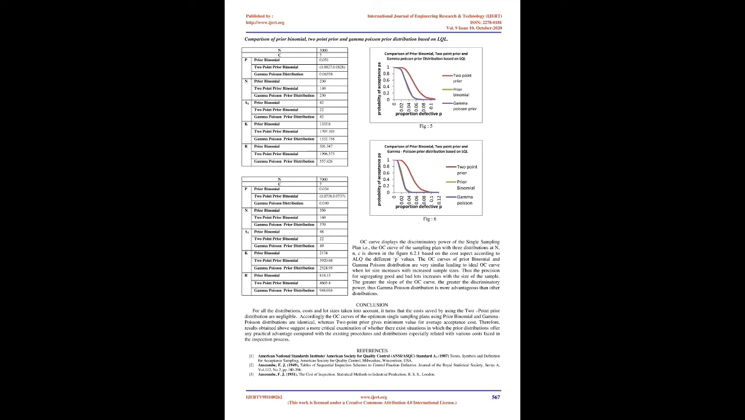The Gamma-Poisson is better for lower values of p, when quality is maintained, at a given higher probability of acceptance. Whereas for higher values of p, when quality is poor or low, it gives a much lower probability of acceptance compared to 2-point prior or prior binomial distribution. Thus, the steeper the OC curve, the better the plan.